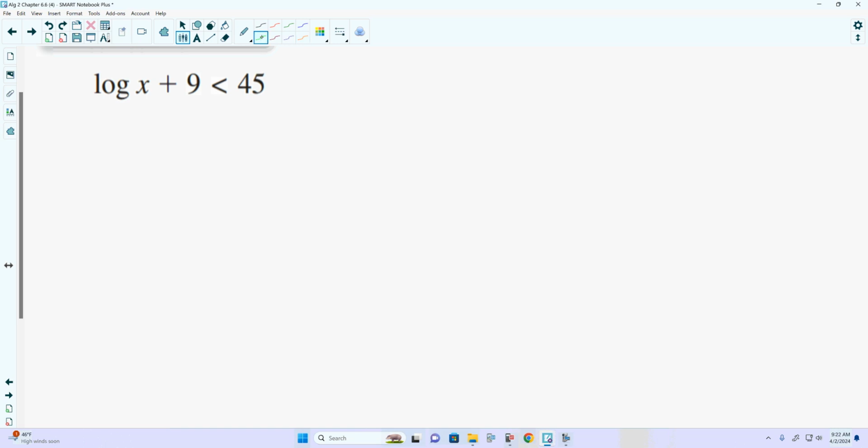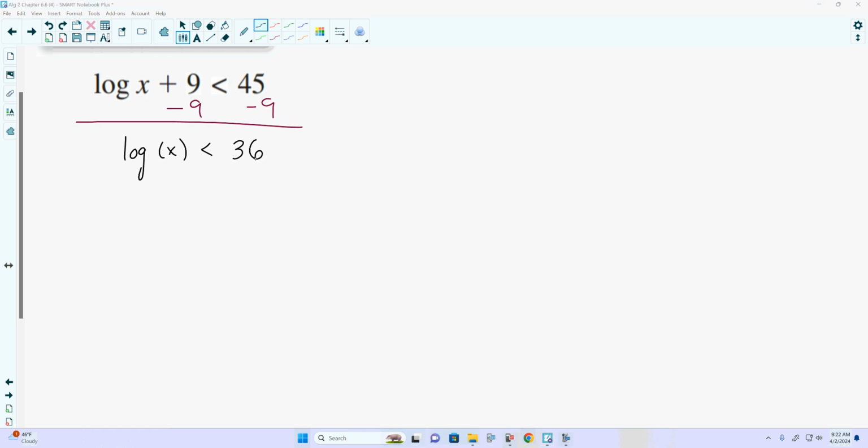But if we're going to solve this, the first thing we need to do is get the log by itself. We'd subtract 9, which would tell us that log of x is less than 45 minus 9, which is 36. When we need to actually calculate a value, it works if it gives us a nice number. So 10 squared is a nice number, one we can calculate nicely.